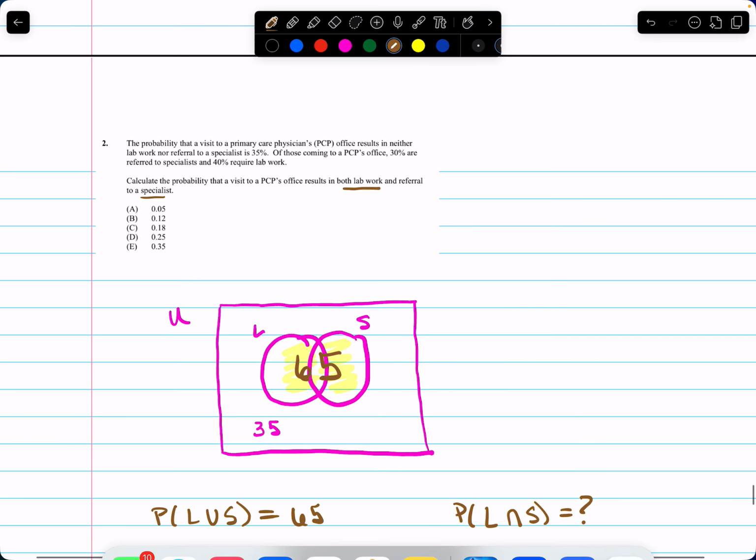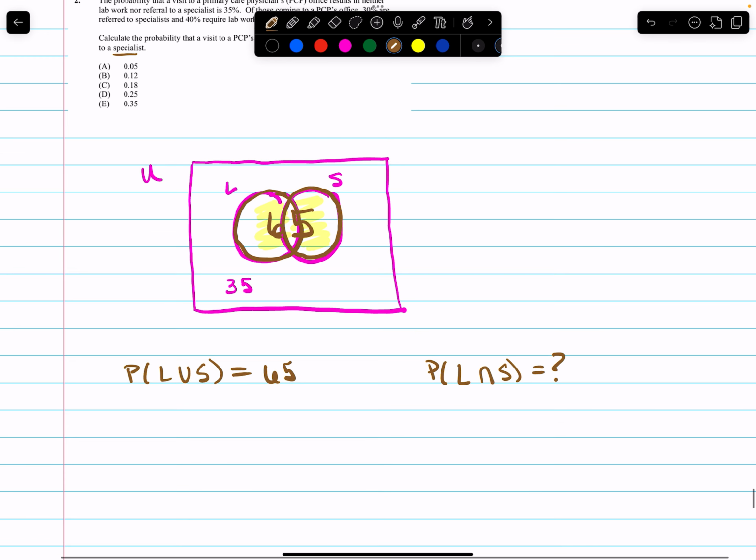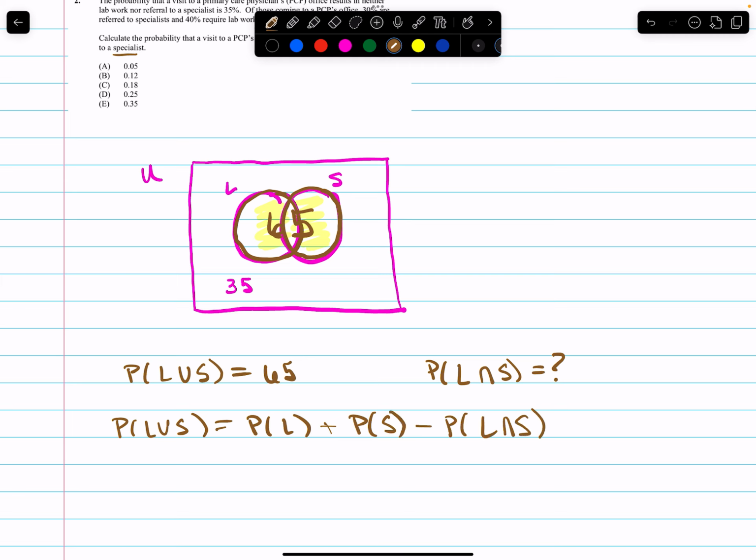What else do we know? We know that of those coming to the PCP's office, so in our universe, 30% are referred to a specialist, so that whole circle is 30, and 40% are prescribed lab work. So let's write out what we do know. In general, the probability of L union S is the probability of L plus the probability of S minus the probability of L intersect S.